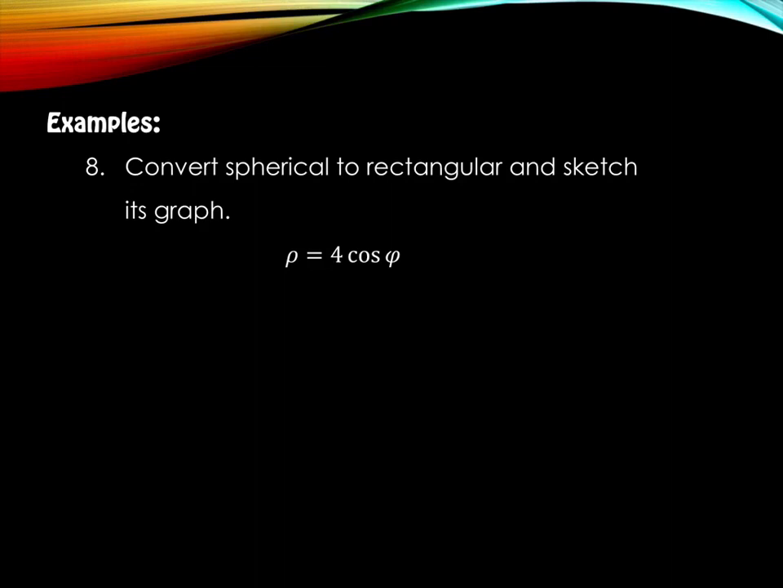Okay, let's try another one. Here we have rho equals 4 cosine phi. Thoughts?